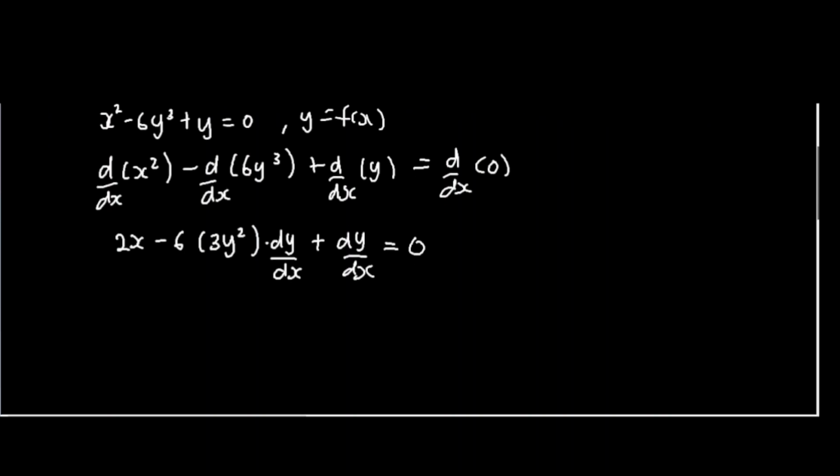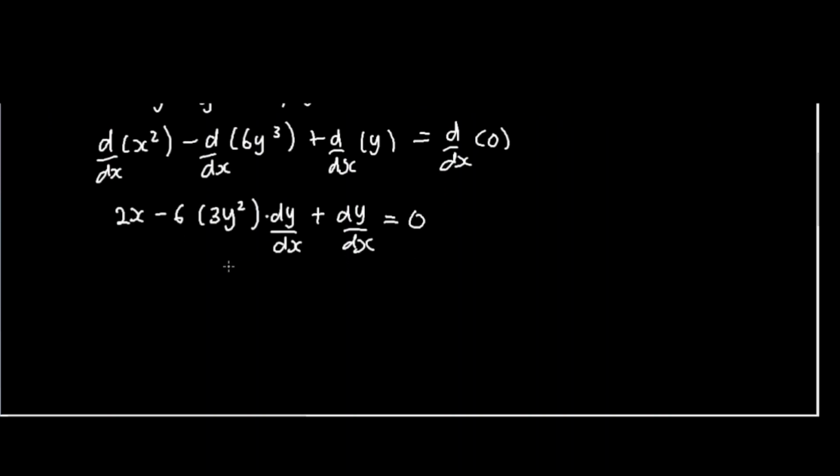And so what's next? After that, we can collect like terms, the terms with dy/dx, and these other terms. So we shall have 2x crossing to the other side. We shall have negative 6 times 3, which will be negative 18. So we shall have negative 18y squared dy/dx plus dy/dx being equal to negative 2x.